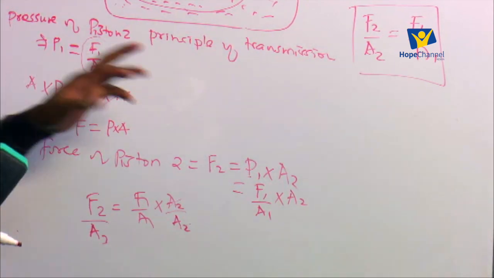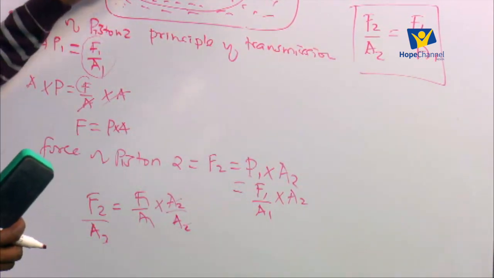So we have, on piston 1, the force exerted is F1, the area is A1.